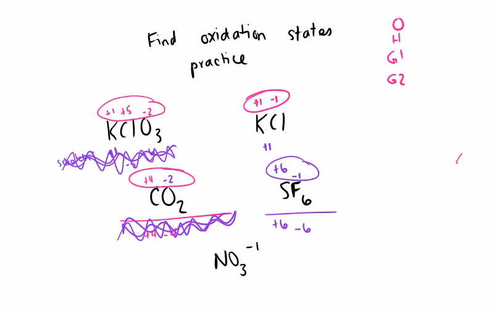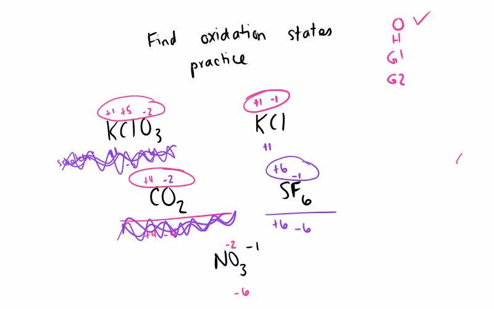Now, I put nitrate down at the bottom because, again, you know that nitrate has a charge of -1. We've made you memorize that. But we need to find the oxidation state for nitrogen and oxygen. Oxygen is going to be -2 according to my list. -2 times 3 is -6.